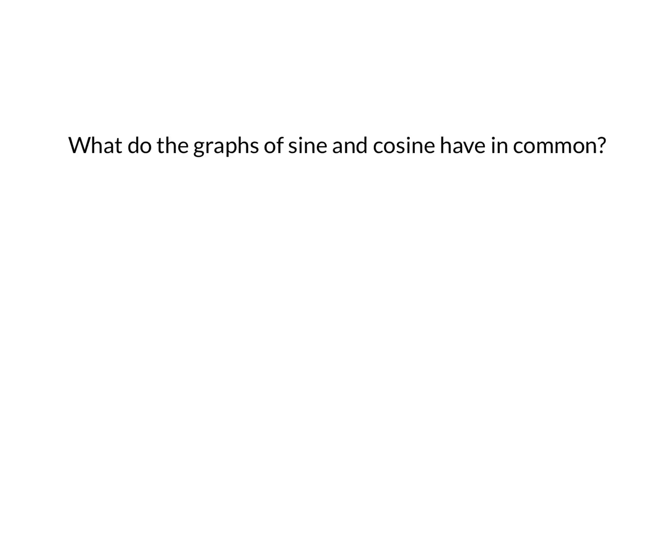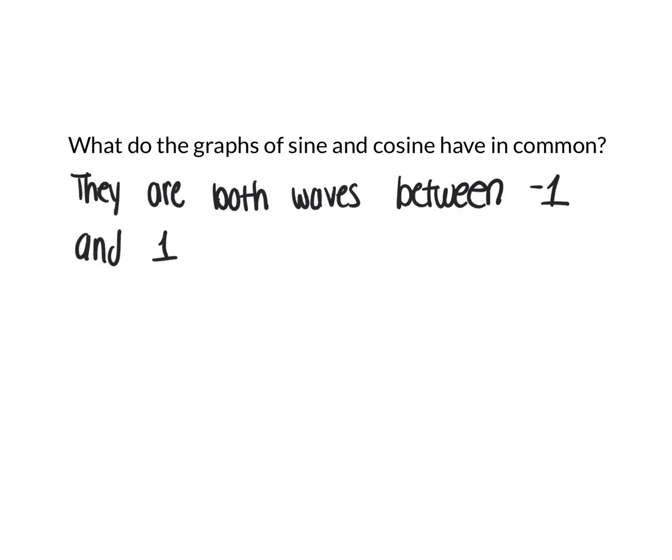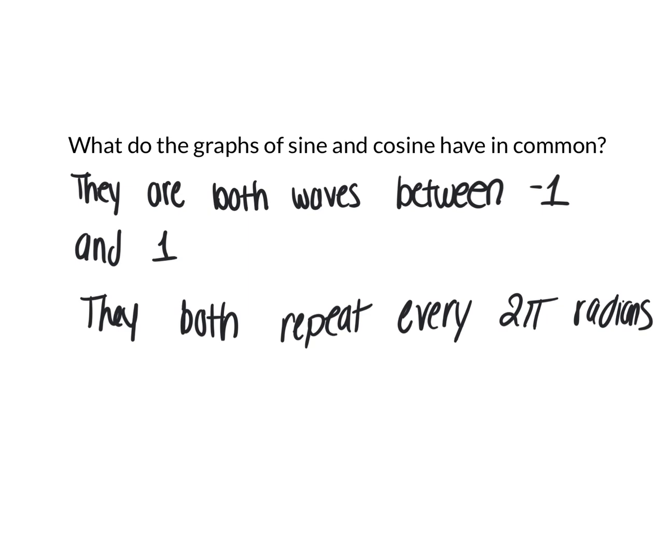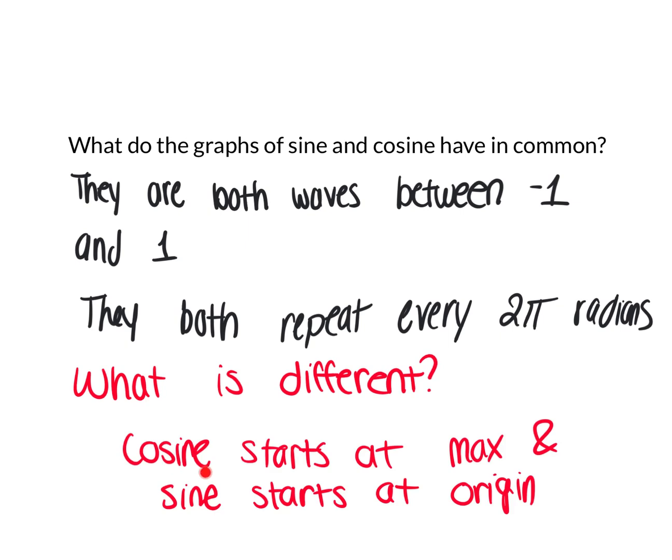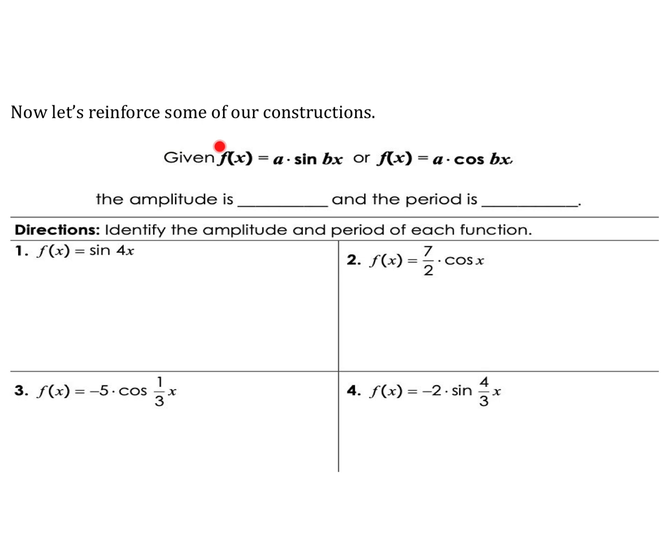Okay, it says, how are they similar? So they are both waves between 1 and -1. And they both repeat every 2 pi radians. And what's different, cosine starts at the max and sine starts at the origin. So we're going to reinforce some of this stuff.